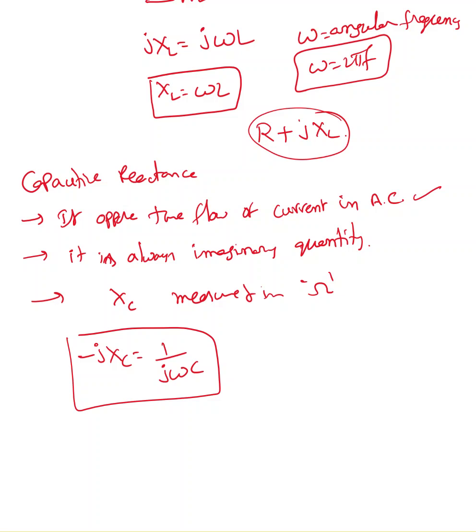Now capacitance is in farad, but I cannot combine resistance with capacitance because this is in farad, this is in ohms. So what I'm going to do is convert this into ohms. When I convert this into ohms, we call that capacitive reactance. Capacitive reactance opposes the flow of current in AC, and it is always an imaginary quantity. Capacitance is a time dependent quantity, but once I convert this into capacitive reactance, it's a time independent quantity.